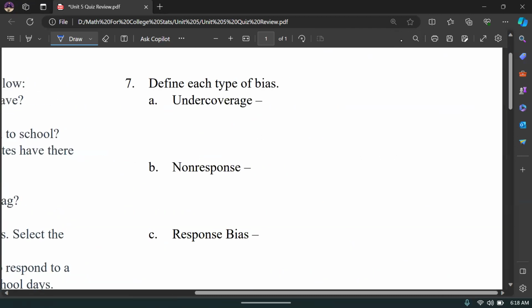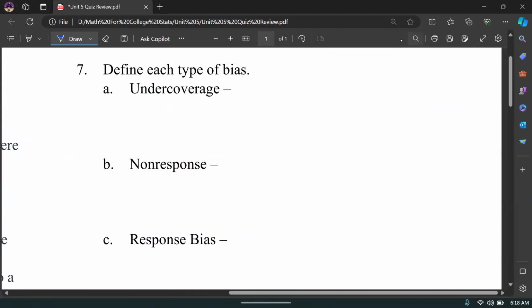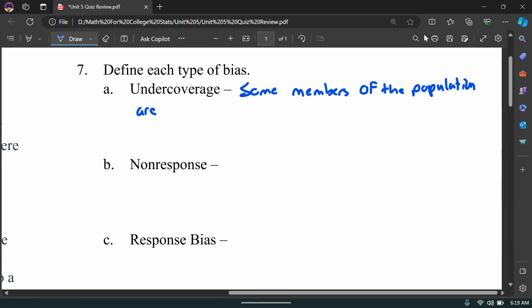Define each type of bias. Let me get that set up. So undercoverage is where some members of the population are less likely to be chosen or cannot be chosen.